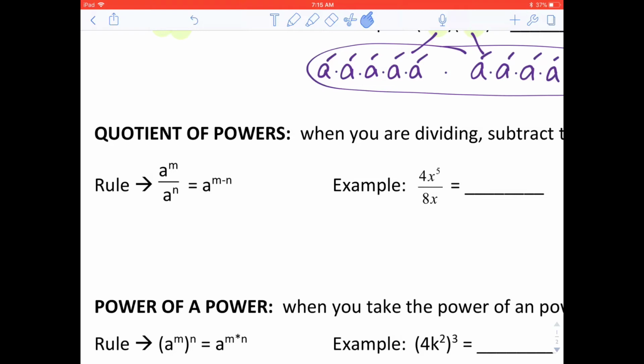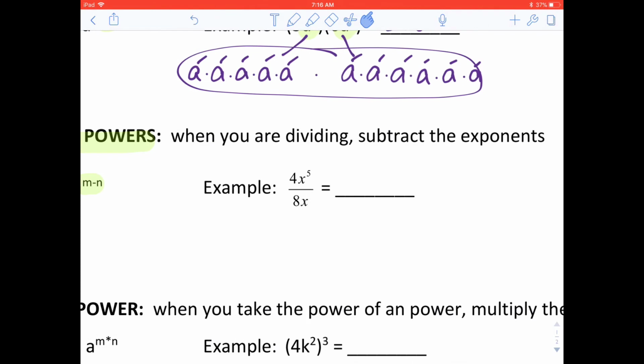Today we're going to talk about what the rules are for dividing with exponents and what happens if we happen to have any negative exponents. Let's start with dividing. Here's our fancy word for dividing: quotient of powers. The rule says if you have a to the m divided by a to the n, you will notice you're simply subtracting the little bitty numbers. The rules for dividing the big numbers, or the coefficients, do not change. But for the little bitty numbers, we're going to subtract them when we divide.